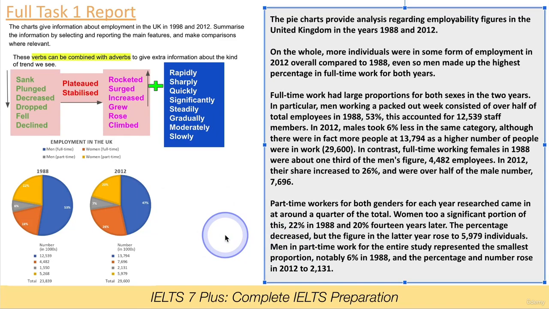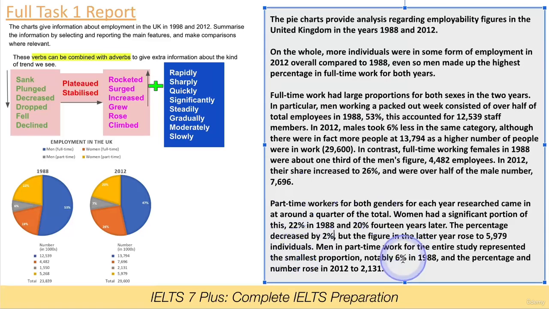Okay, let's read this back and see how it's sounding. Part-time workers for both genders for each year researched came in at around a quarter of the total. Women had a significant portion of this, 22% in 1988 and 20% 14 years later. The percentage decreased by 2%, but the figure in the latter year rose to 5,979 individuals. Men in part-time work for the entire study represented the smallest proportion, notably 6% in 1988.